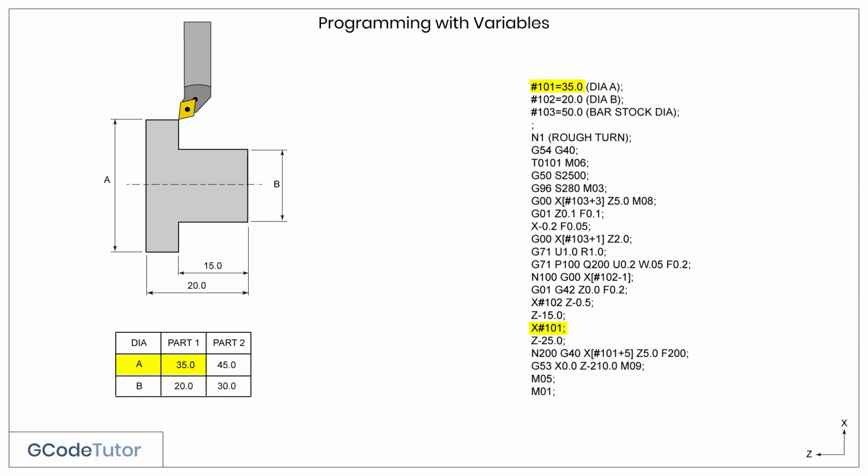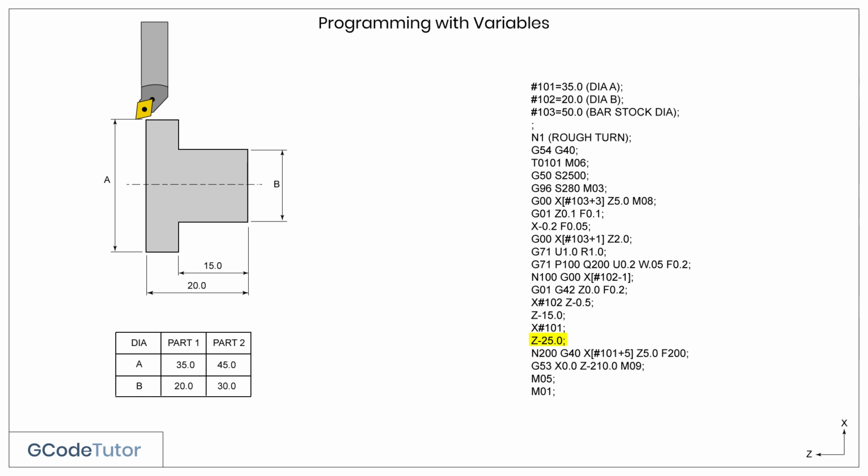So to bring our tool up to the larger diameter of A, we just need to say X hash 101. This calls upon our variable to bring it up to 35 millimeter diameter. Again, we don't need to use brackets here because there's no maths involved in this equation. We're just stating to move to a variable position. We follow that by cutting along to the end of our part. I've gone 5 millimeters past the length of the part.